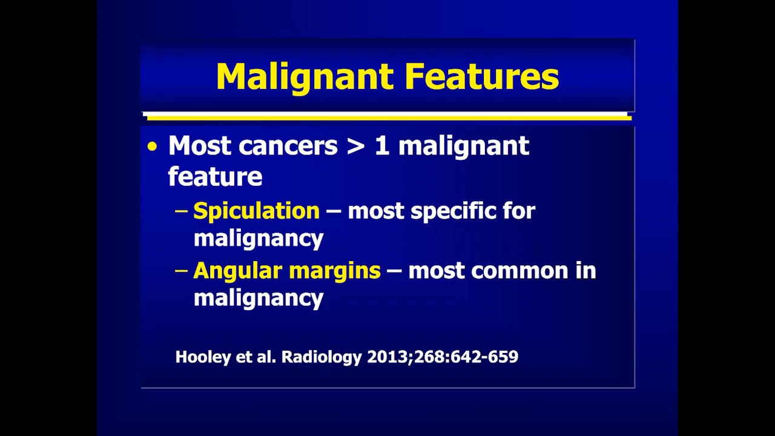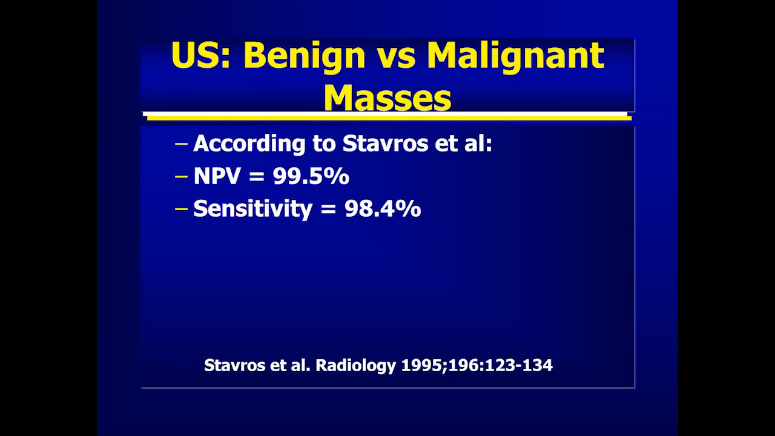Most cancers we know have greater than one malignant feature. Spiculation is probably the most specific for malignancy. If we think about what a typical malignancy would look like on mammography, that tends to make sense. And angular margins are one of the most common findings that we find in malignancy on ultrasound. So according to Stavros' paper in Radiology, if we used his criteria for benign versus malignant, we could come up with a negative predictive value of 99.5% and a sensitivity of 98.4%.